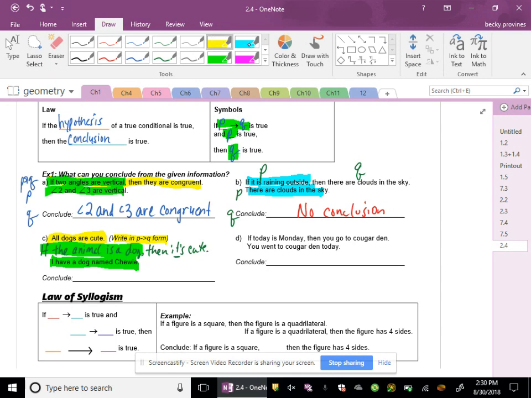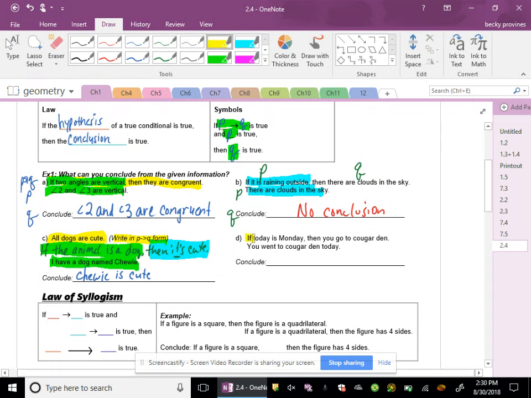So what you're going to do is you're going to say the second sentence, but you're going to add the extra information. So the extra information we know is the dog's name. So instead of saying it's cute, you're going to say who it is. So I'm going to say Chewy is cute. And that's it.